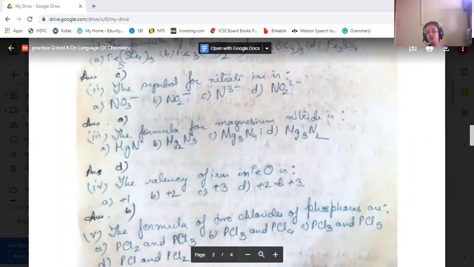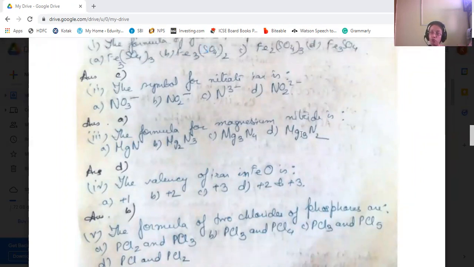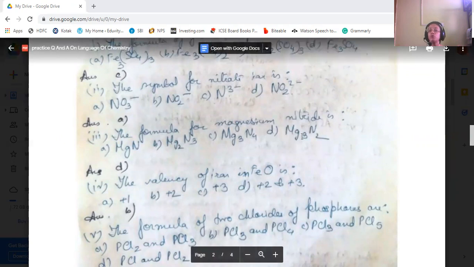The formula for magnesium nitride is Mg3N2. Magnesium has a valency of 2, nitride has a valency of 3. So when exchanging the valencies, it will come to Mg3N2.